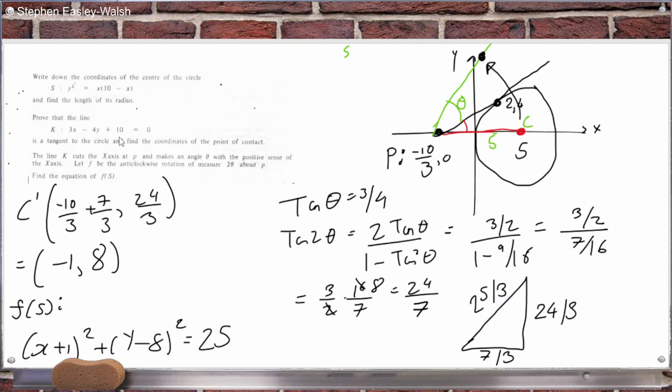Let's just check that I didn't miss anything. Write down the coordinates of the center of the circle and find the length of its radius. Prove that that line is a tangent to the circle and find the points of contact. Let K cut the x-axis at P. That makes an angle theta with the positive sense of the x-axis. Fs is the anti-clockwise. Make sure I didn't mix that up. Anti-clockwise rotation of 2 theta around P. Find the equation of Fs. That is the rotated circle. And the radius of the circle is not affected by rotation. Only the center of the circle is. Yeah, I'm happy with that.